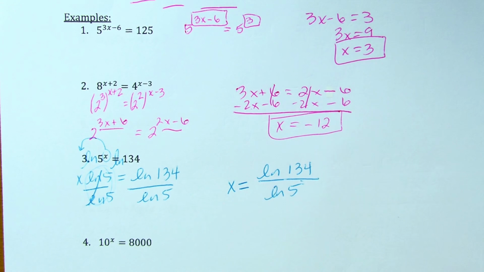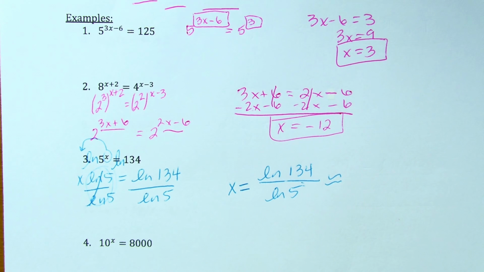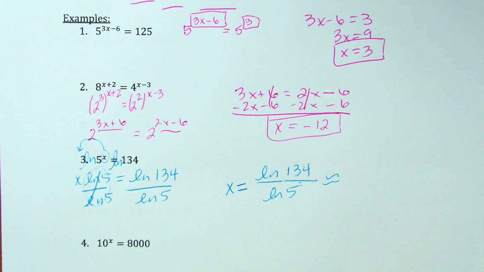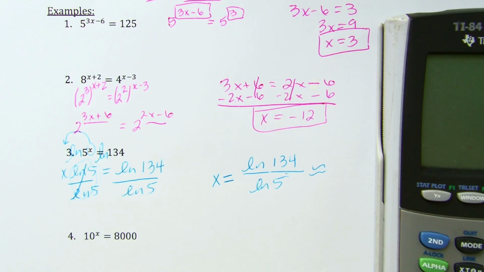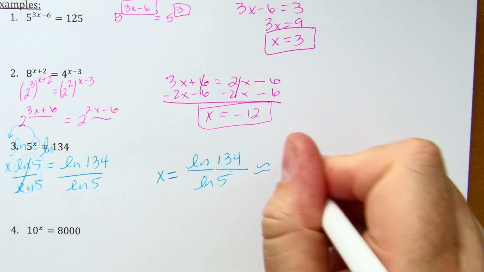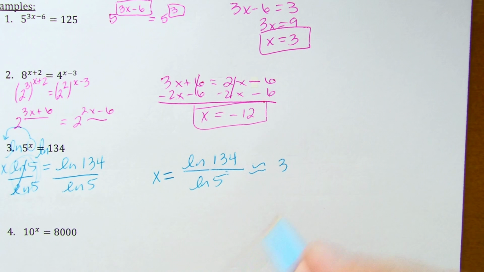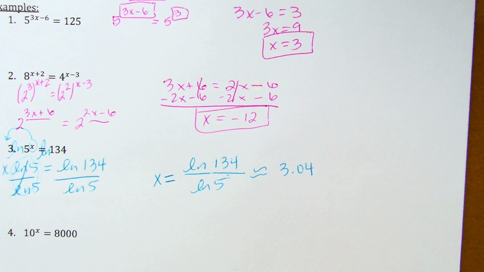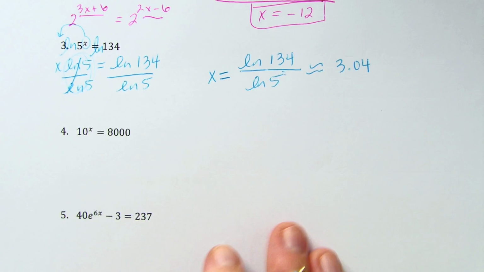We have an equal sign there. And as soon as I type it in my calculator, it's now an approximation. So it's no longer an exact answer. So typing that in my calculator, the natural log of 134 divided by the natural log of 5 gives us 3.04. So again, that's an approximation there.